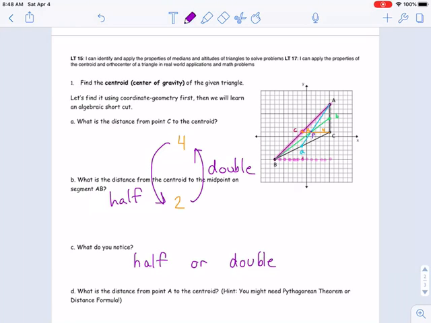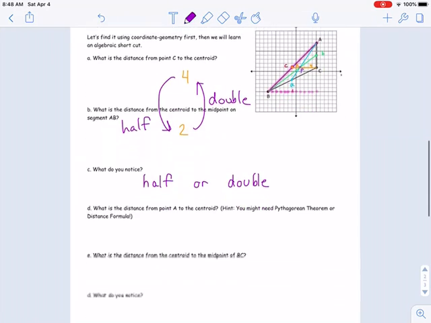That's kind of interesting. If you go from the angle to the centroid, or from the centroid to the midpoint, one segment is going to be double the length. And remember, centroids are the third center. We have the circumcenter, the incenter, and now we have the centroid.